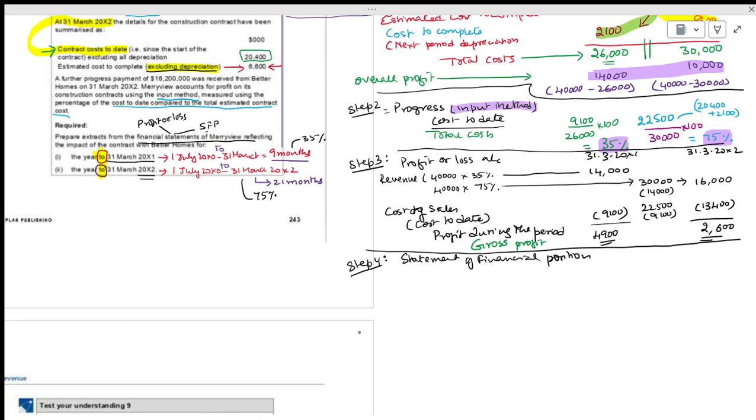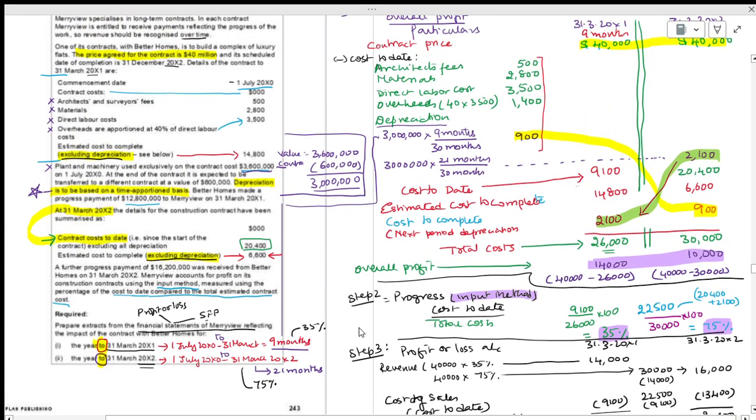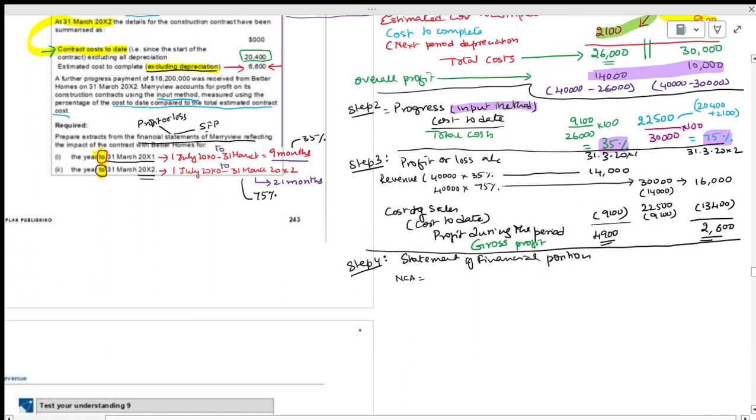Is it right? Statement of financial position. In the statement of financial position, how much is the property, plant and equipment? How much is the non-current assets? Value is how much? Depreciation, how much have we calculated? We calculated 900. Okay.